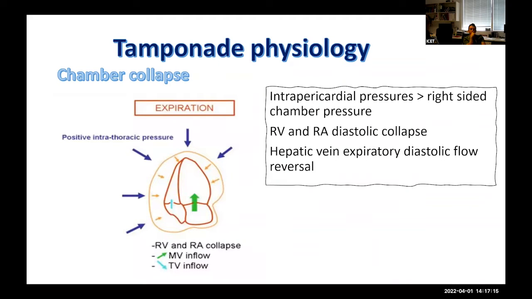So the reverse happens during expiration. The intrapericardial pressures are greater than the right-sided chamber pressure. So you get right atrial and right ventricular diastolic collapse, and we'll go into that a bit more in subsequent slides. You also get hepatic vein expiratory diastolic flow reversal, which is a bit of a mouthful. And so during expiration, the actual volume in terms of mitral inflow is greater than on the right side.